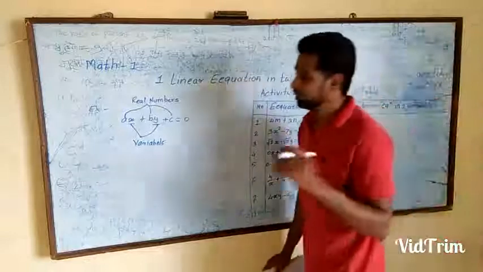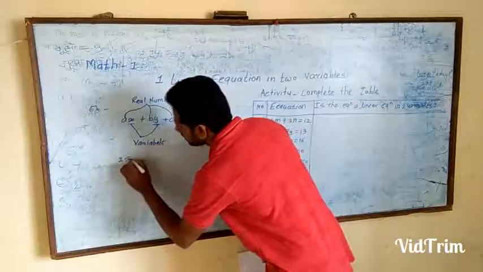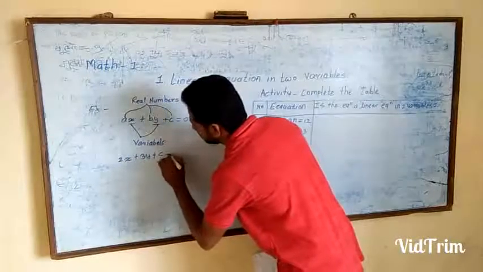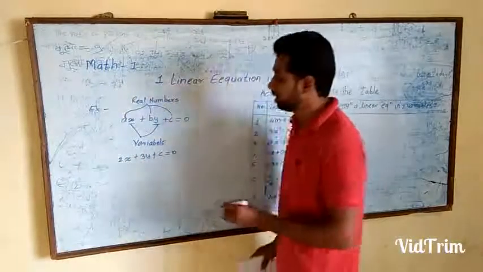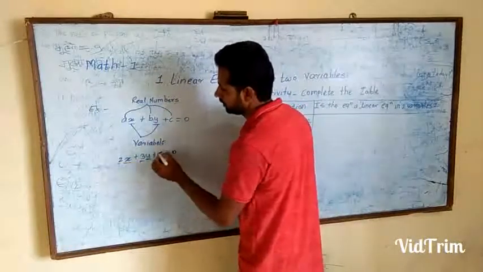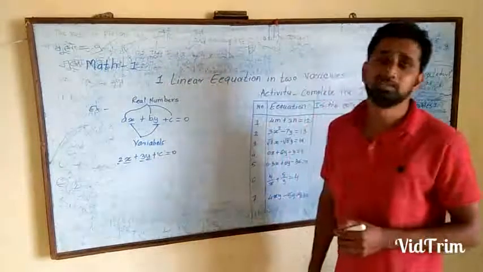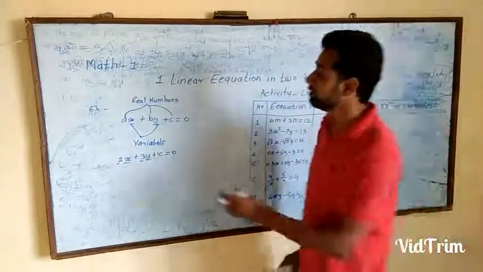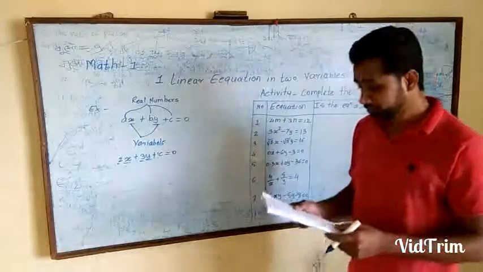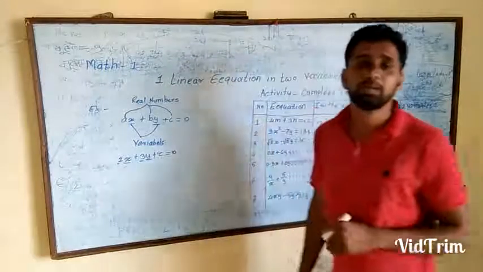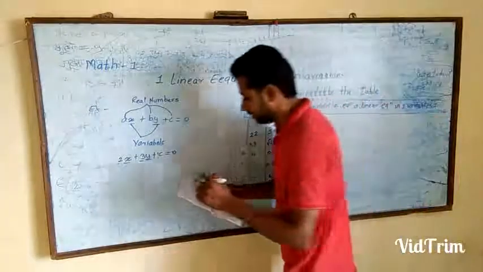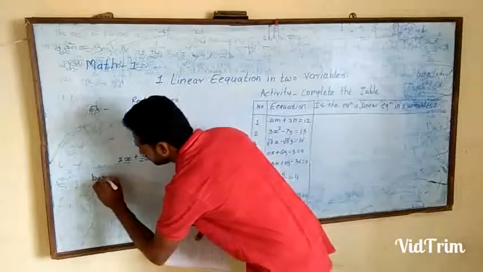For example, 2x plus 3y plus c is equal to 0. इथे x आणि y हे दोन्ही व्हेरिएबल्स आहेत. 2, 3 आणि इथे 1 हे काय तर हे रियल नंबर्स आहेत. अशा प्रकारचे इक्वेशन्स हे लिनियर इक्वेशन आहेत आणि त्यामध्ये टू व्हेरिएबल्स आहेत. द बेसिक कन्सेप्ट ऑफ रियल लिनियर इक्वेशन इन टू व्हेरिएबल्स. सो दिस इज द बेसिक कन्सेप्ट.